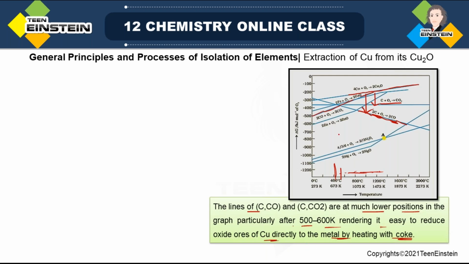But if it is carbon monoxide as the reducing agent, see this line, it is below, but here it is already merging with this one. That means CO will not be a very good reducing agent here. Carbon will be a better reducing agent, because here the gap is very high. It is not only necessary that it must be below the line, but the gap between these two lines should be very high, because the higher the gap, the higher the negative delta G value. So this is the thermodynamic principle based on which extraction of copper is possible.